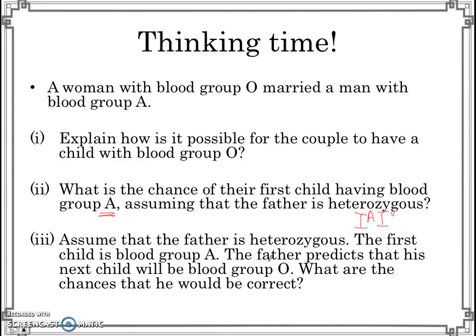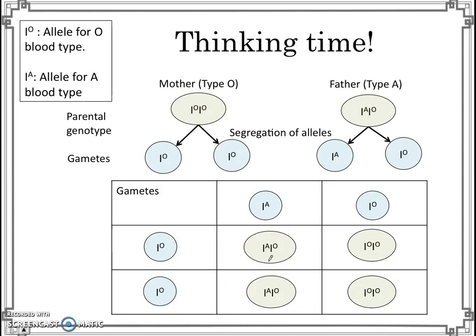If we take a look at our Punnett square, there's a 50% chance of blood type A. So there's a 50% chance that his child will be blood type A, and his next child will have a 50% chance of being blood type O. Just because his first child is blood type A doesn't mean that his next one will definitely be blood type O. Every child is an independent event, so the probability will be the same for every child.